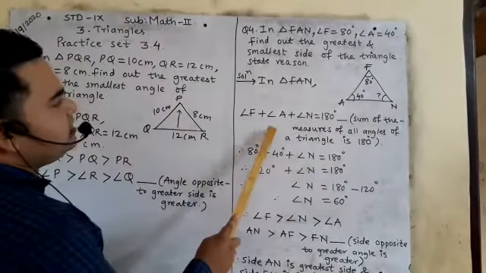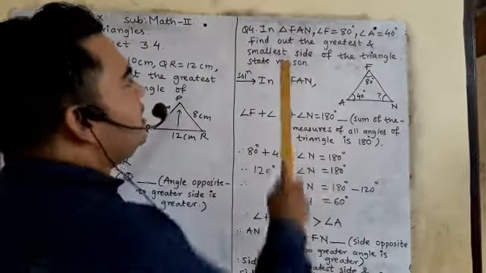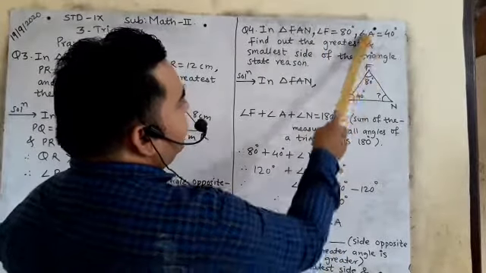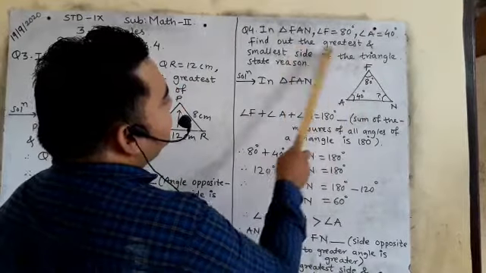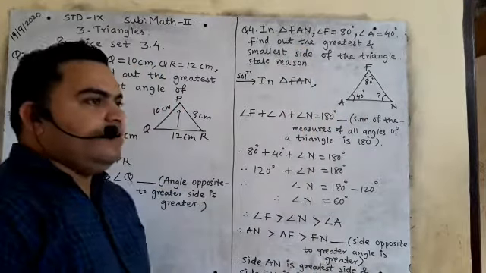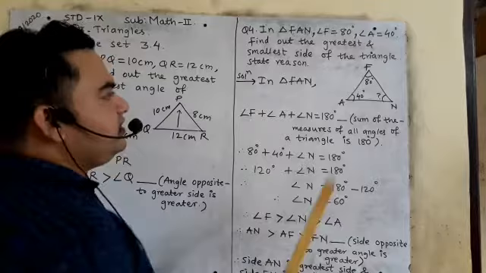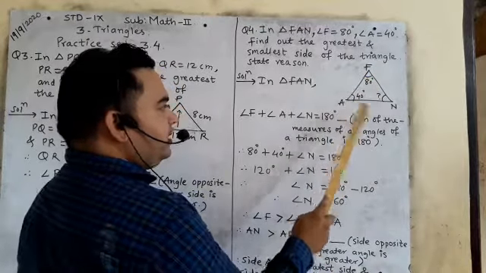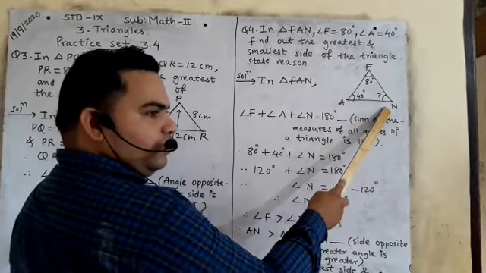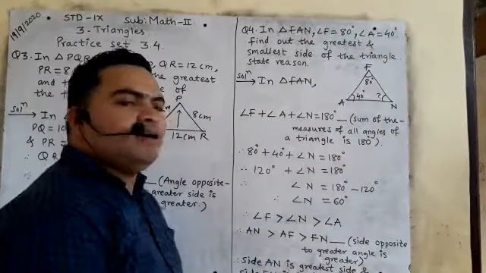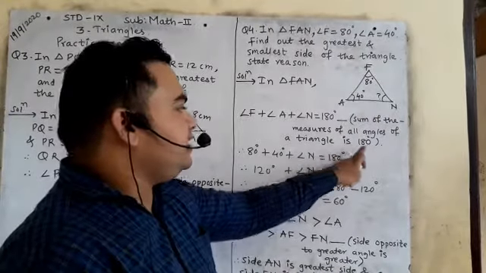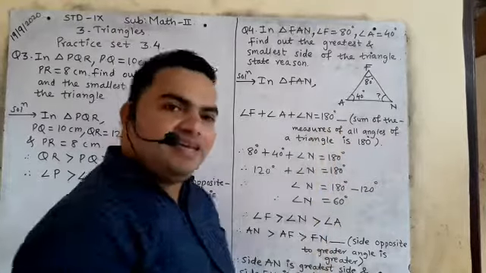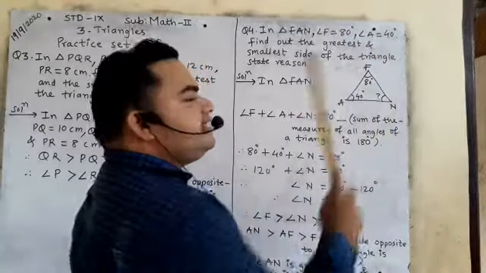Now the same question is here, but a little bit different. In triangle FAN, angle F is 80 degrees and angle A is 40 degrees. Find out the greatest and the smallest side of the triangle. State the reason. Now see, this is a rough figure FAN. F is 80 degrees, A is 40 degrees. Do we know N? No. But we know the sum of the angles of a triangle is how much? 180 degrees.